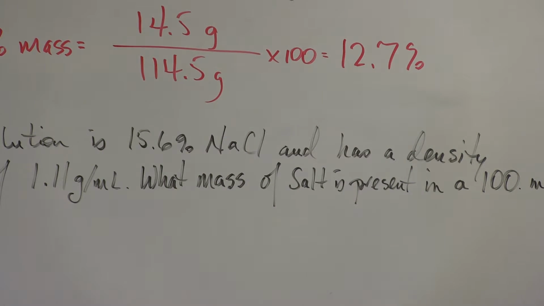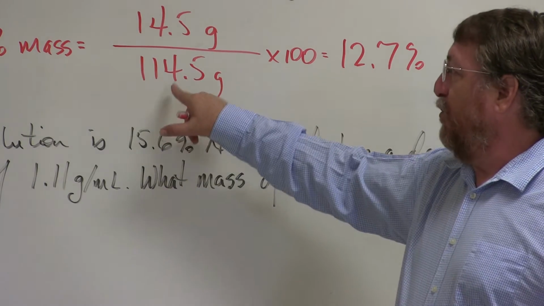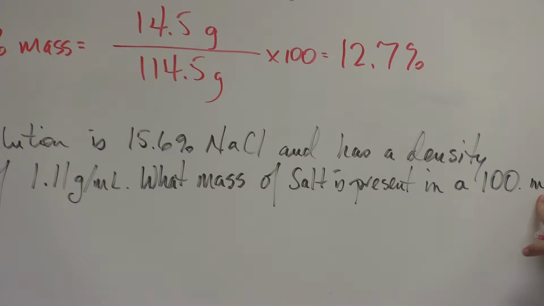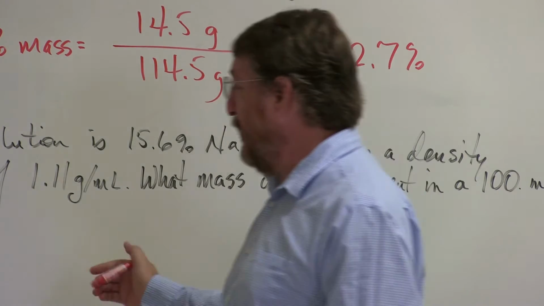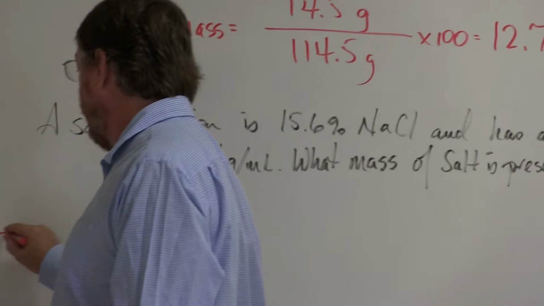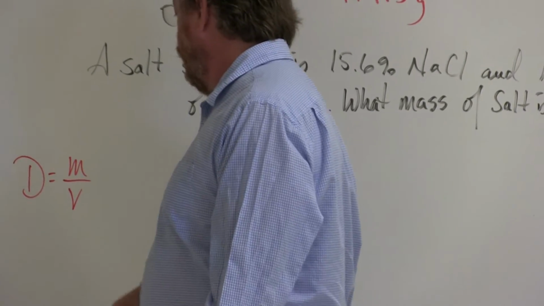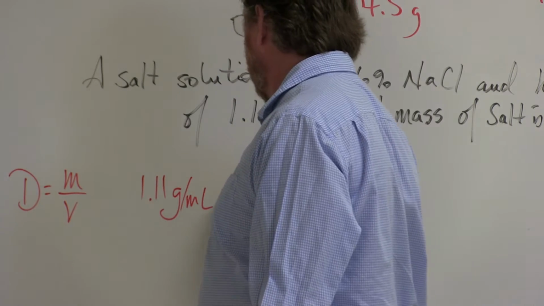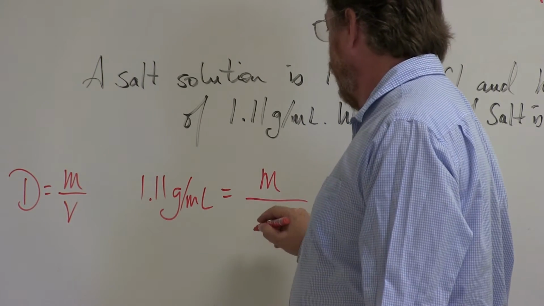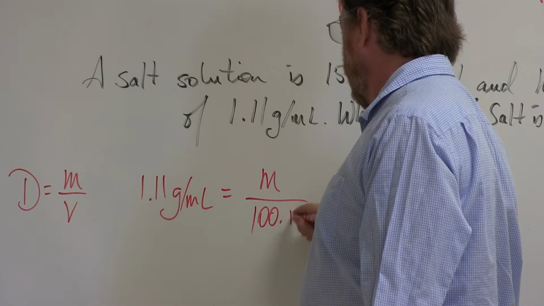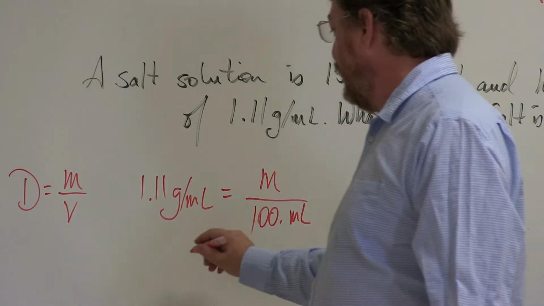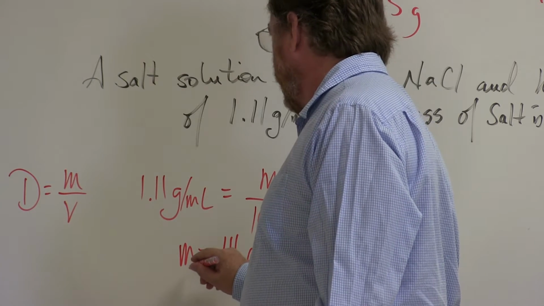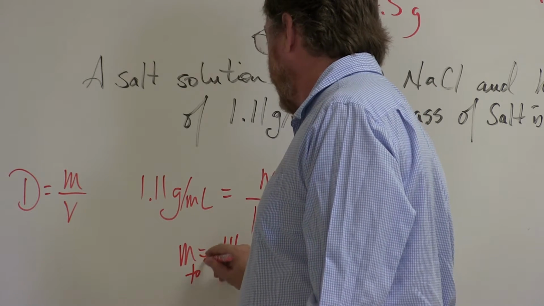Well, obviously, to use percent mass, we need the mass of the whole. We have the volume of the whole, but we do know its density. Now you know density is equal to mass over volume. So we've got 1.11 grams per milliliter equals the mass over 100 milliliters. Multiply that across, and this mass is 111 grams. This is our total mass.